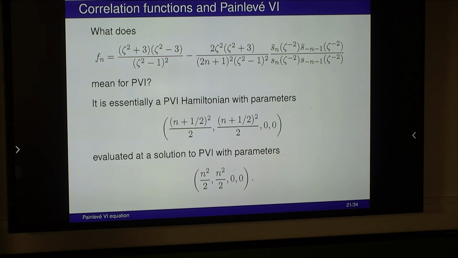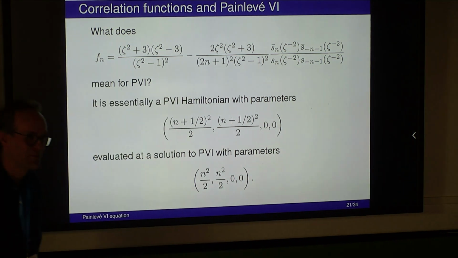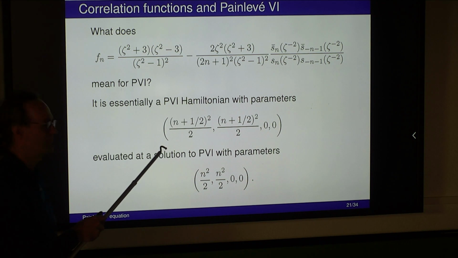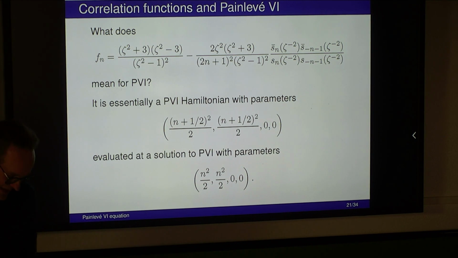So it's very odd. I don't know if you have seen anything like it before. I have asked people, and everyone just said it's an odd thing. But that's exactly what it is. What I'm saying is that the correlation functions of XYZ are the Painlevé 6 Hamiltonian where you plug in the solution of another instance of Painlevé 6. Okay, any questions so far?